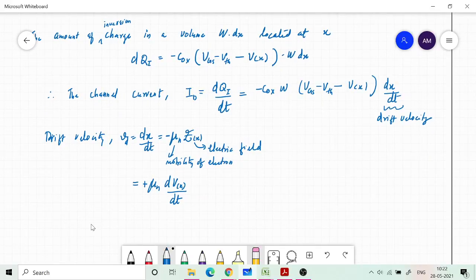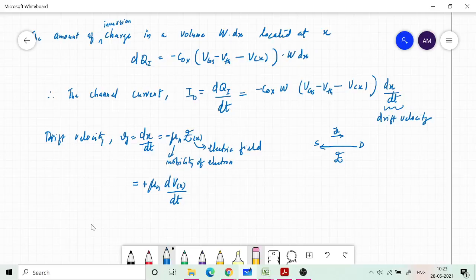So we have defined dx by dt as the drift velocity, and drift velocity is going to be in the opposite direction of the electric field. The electric field is from right to left. This is the direction of the electric field, from drain to source. There is an electric field, and the electrons are going to move in the opposite direction. This is the direction of drift velocity, dx by dt.